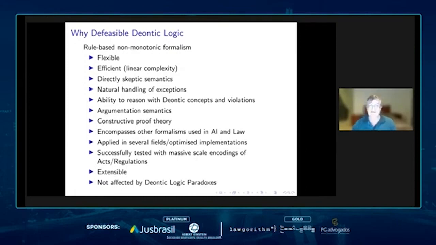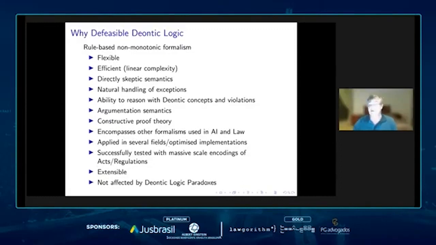Also, when we consider the extension with the deontic component, we are able to speak about the deontic aspects: obligations, prohibitions, permissions, and violations. At the same time, we can explain the reasoning mechanism of the logic using argumentation structures. It also has a constructive proof theory. This means that it's fully explainable, and every time I have a conclusion, I can provide you the full trace of the derivation: all the facts, all the rules, all the norms that are used to determine a particular conclusion.